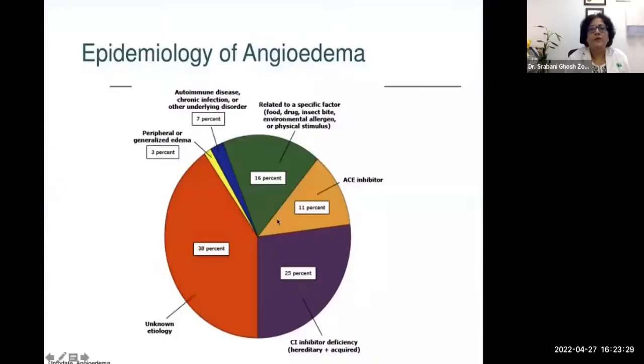If we look into the epidemiology of angioedema, in 38% it's because of unknown etiology. In 25%, C1 inhibitor deficiency or defect can be responsible. In 11% of cases, ACE inhibitor is involved. So that's quite a chunk of the patients. Over the last 10, 15 years, we have seen an increasing amount of angioedema with ACE inhibitor therapy. And the rest can be due to some specific factors.